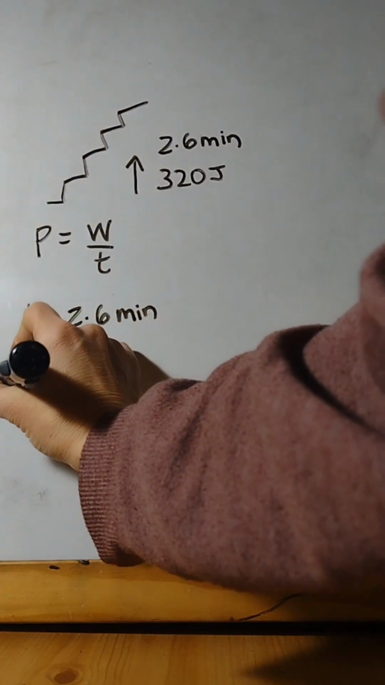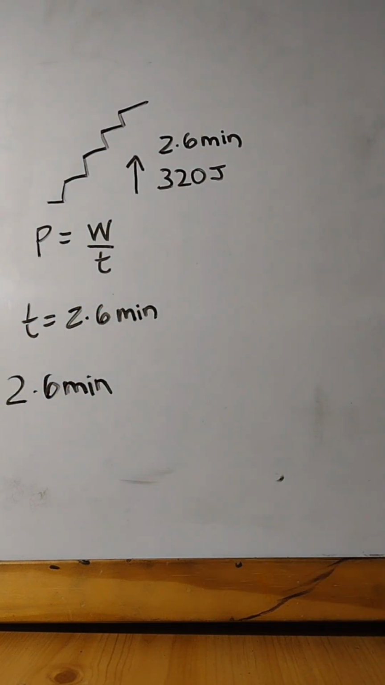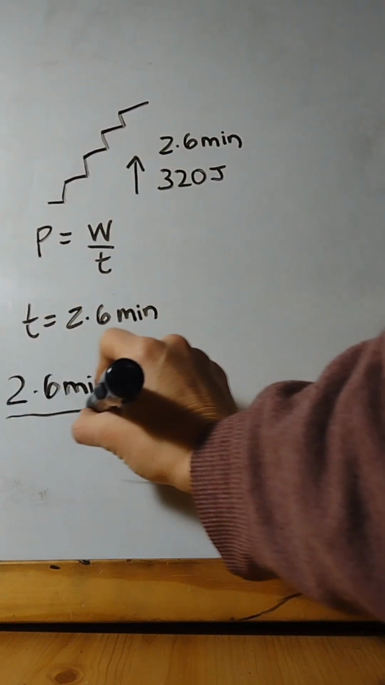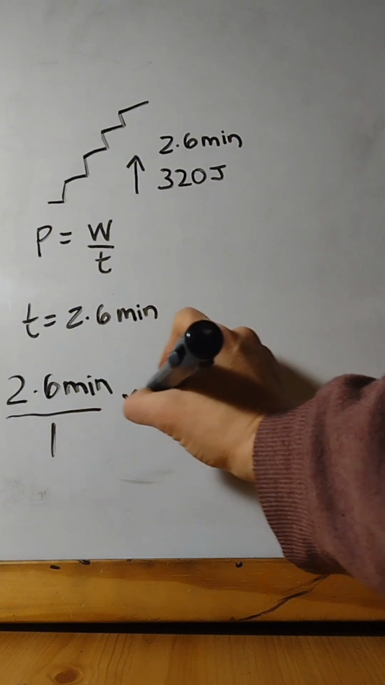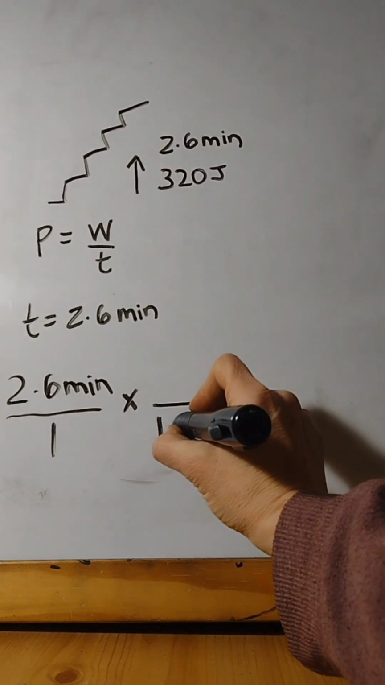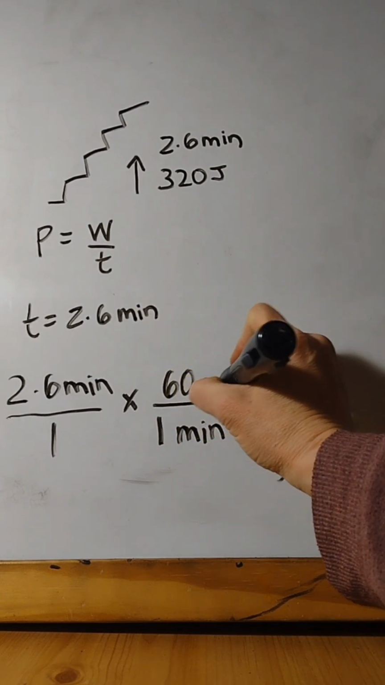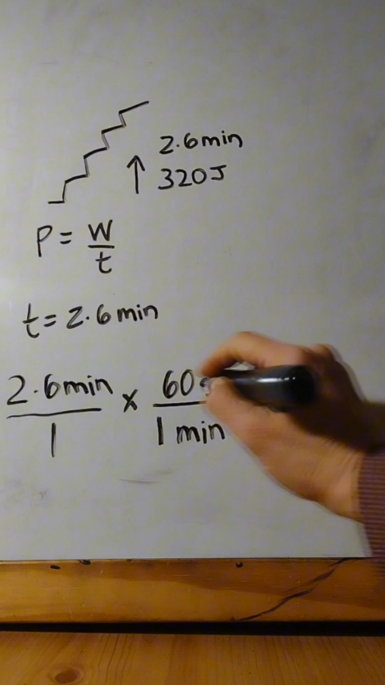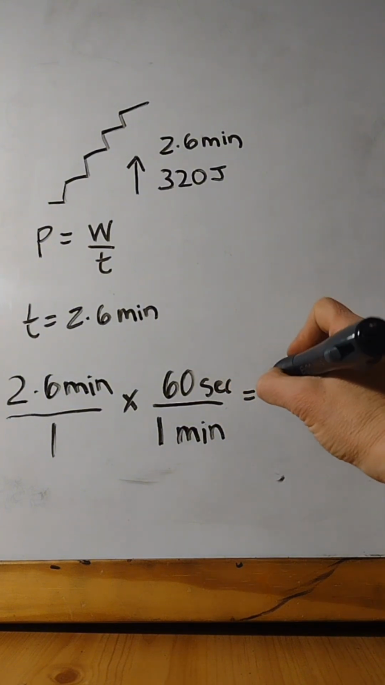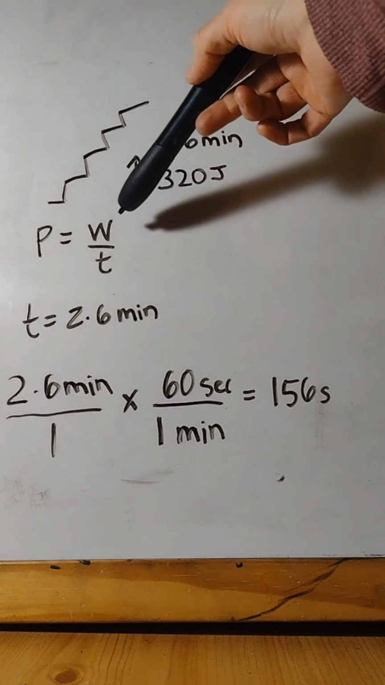So you have 2.6 minutes. Can you see that? Yes. And you're going to turn it into a fraction, so put it over 1, and then times a line. Okay, you have 60 seconds in 1 minute, so you're going to have to put your minute on the bottom so that they cancel out. So your minute goes down here, and your 60 seconds go here, and then you just multiply across, and you get 156 seconds. Okay, then you can take your knowns and plug them into here.